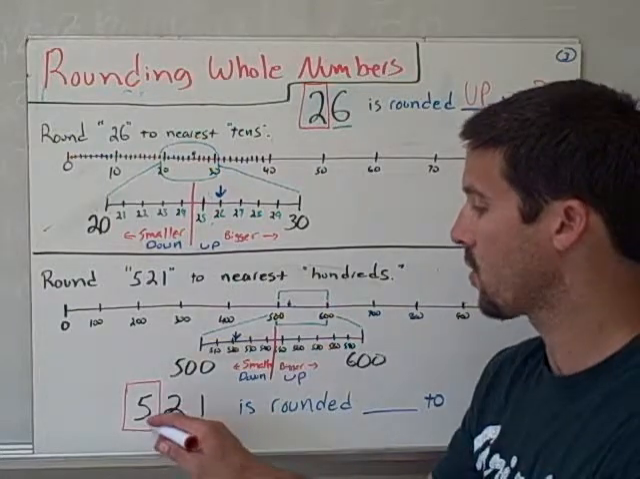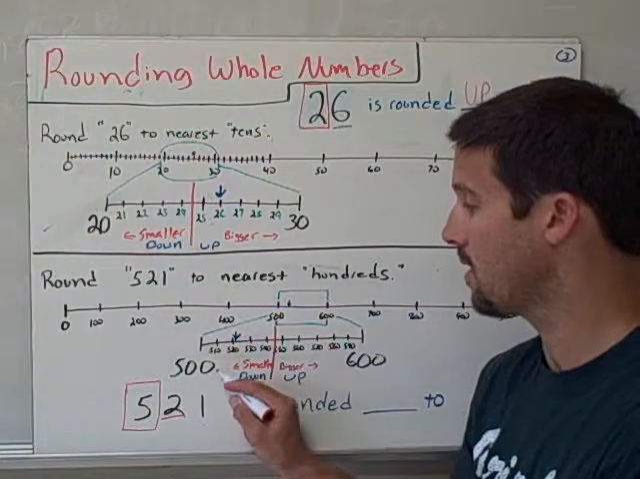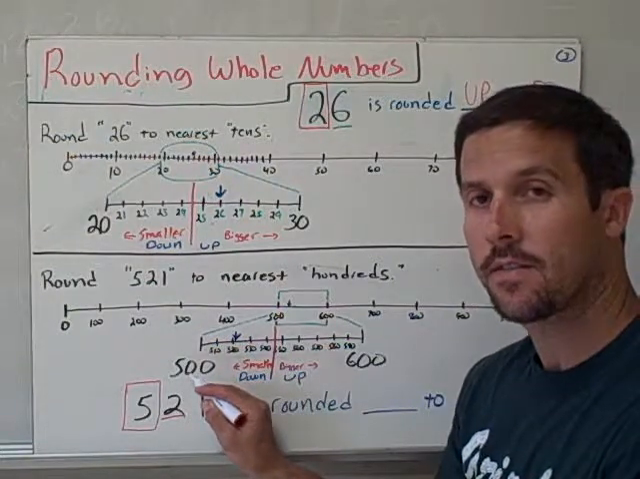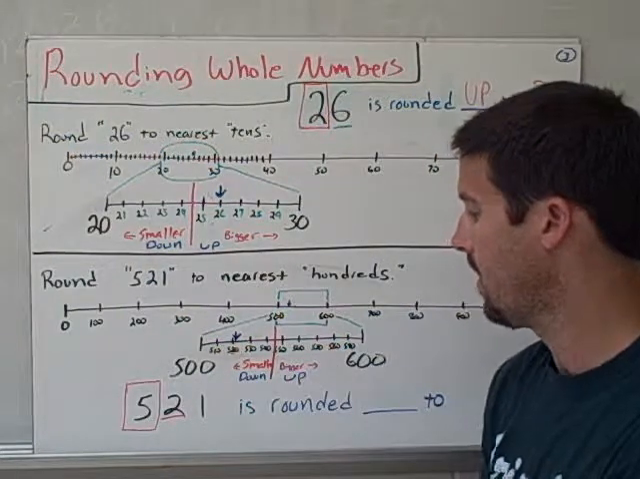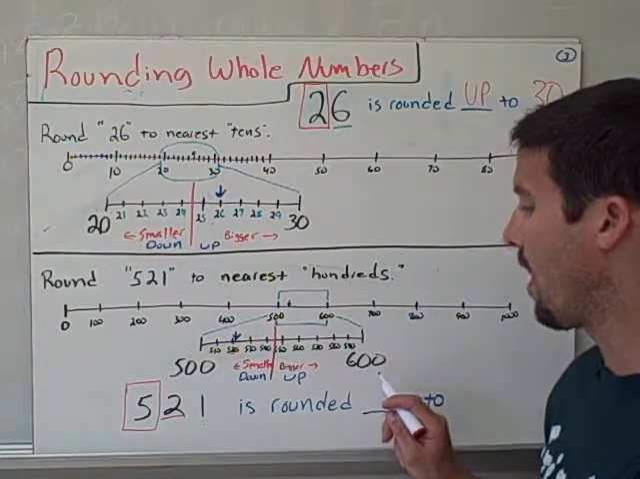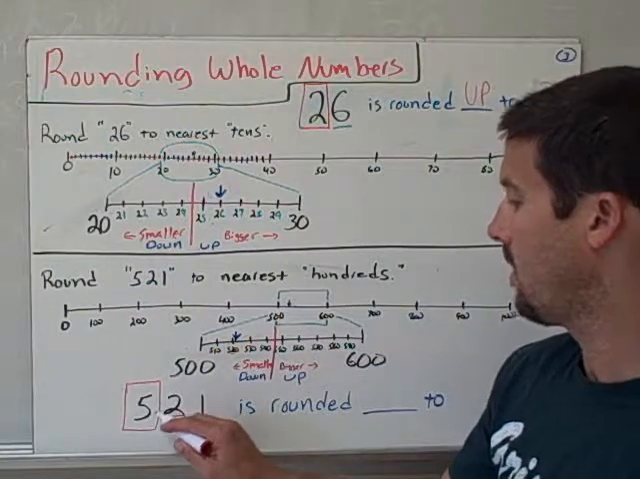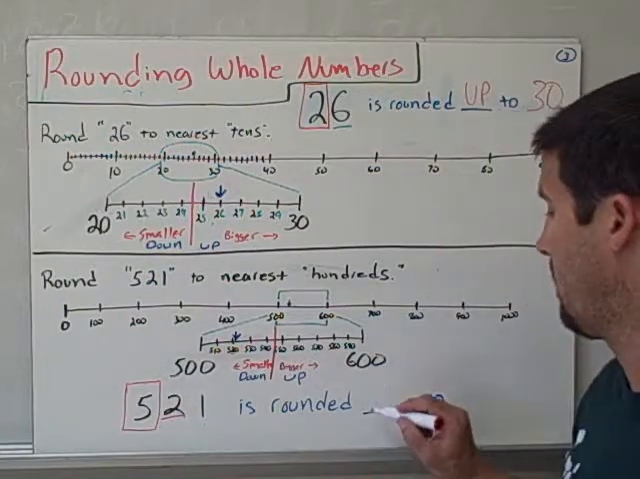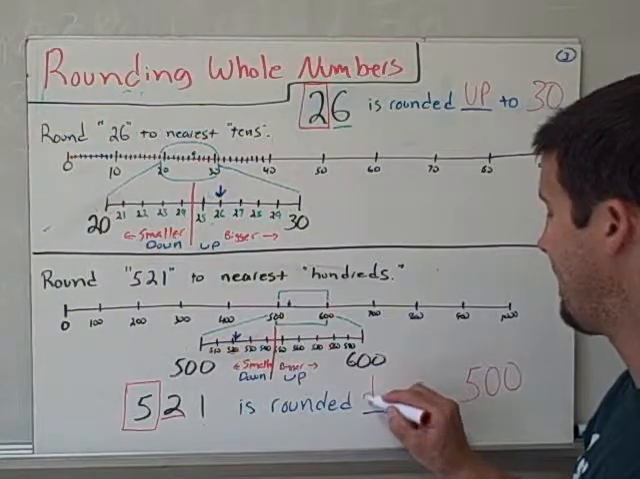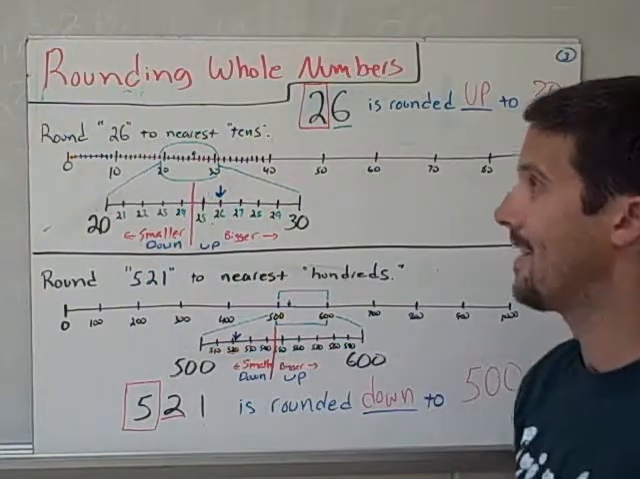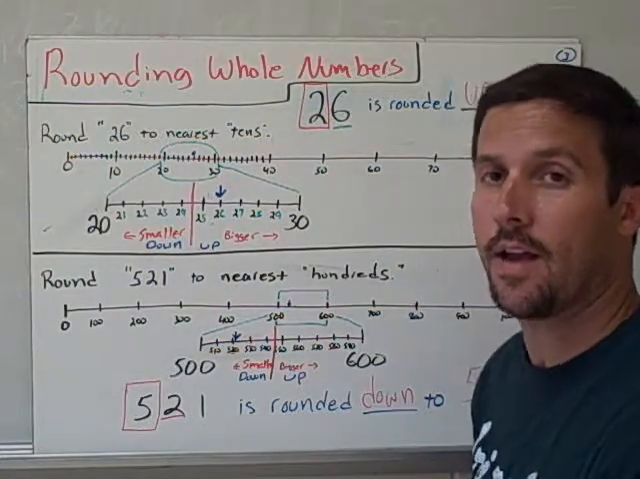Well, I want to round to the nearest 100 place, so I see that the nearest hundreds is 500, okay? Because our next number is 2, and 2 is smaller. If it was bigger, we would round it up to 600. But since it's smaller, the new number, or the rounded number, is 500, and we rounded down. And that's how we understand rounding up and rounding down. All right, let's try a lot of examples.